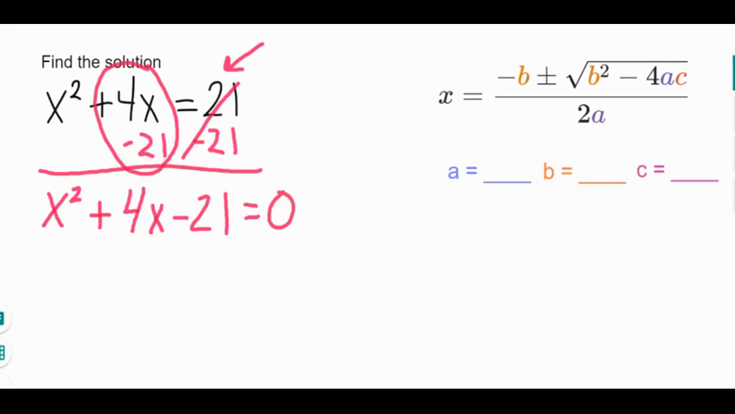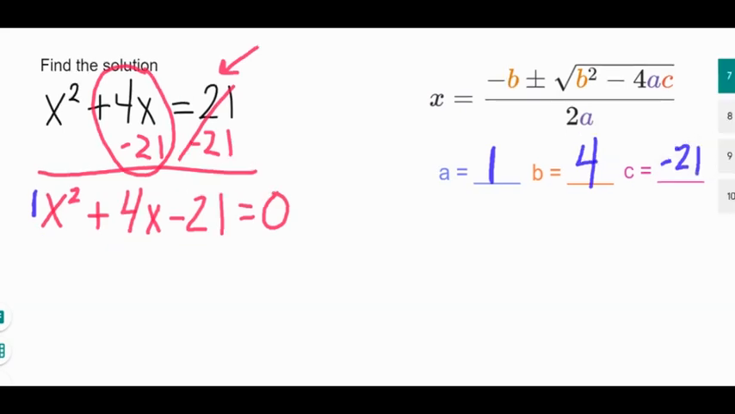So now my equation is ready to be put into the quadratic formula. Before I can do that, I need to figure out what a, b, and c are. If we look over here, the coefficient of x squared is 1, so a is 1. The coefficient of x is 4, so b is 4. The number that's all by itself is negative 21, so c is negative 21. And now we are ready to go.